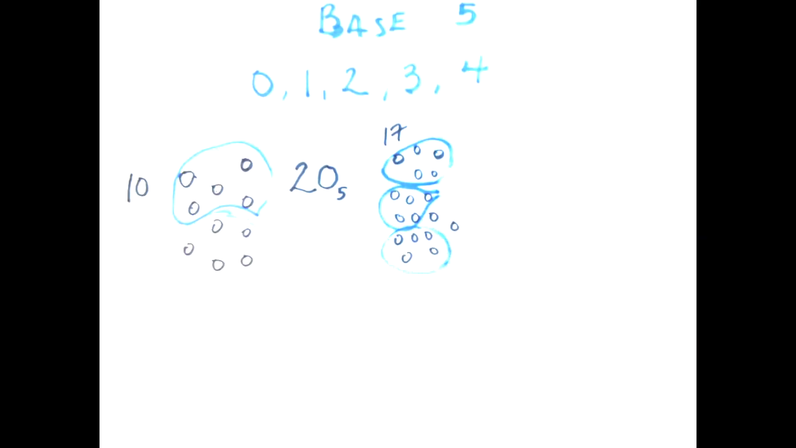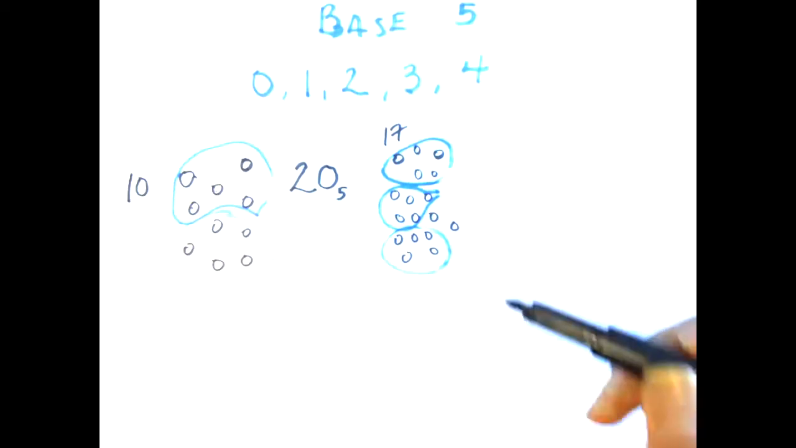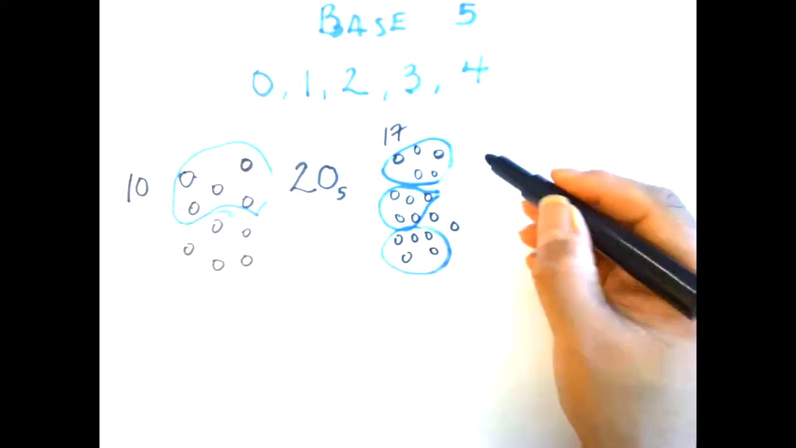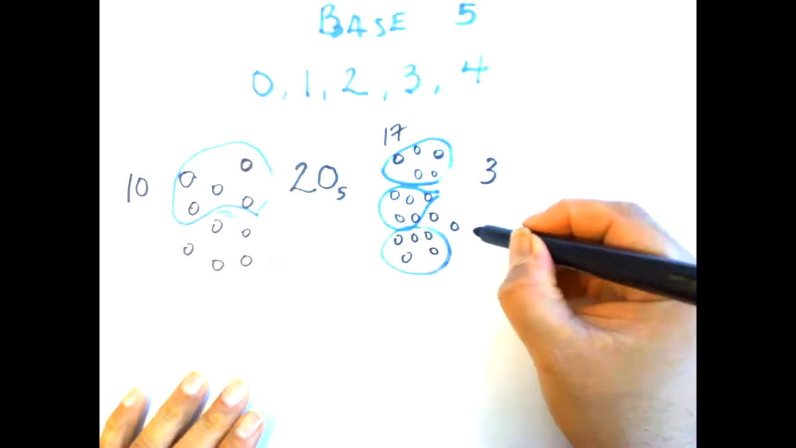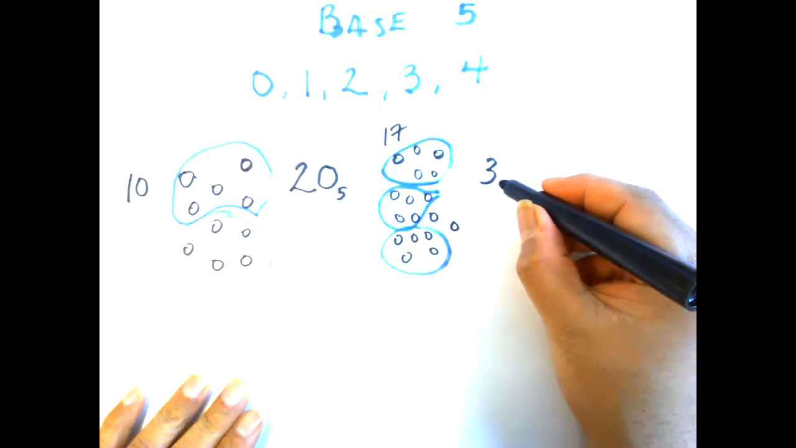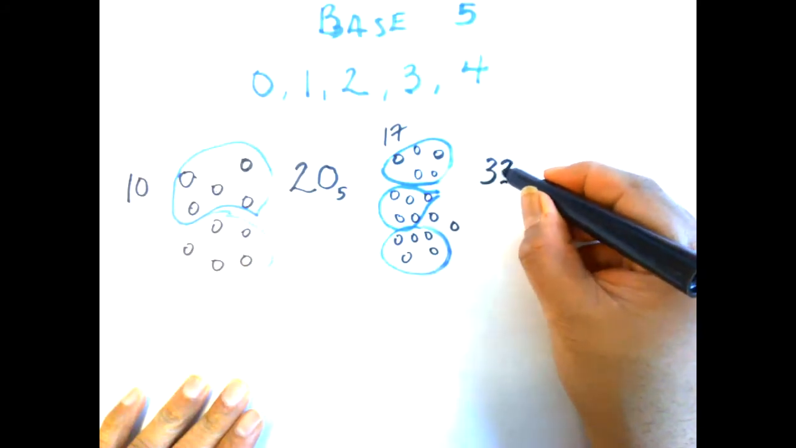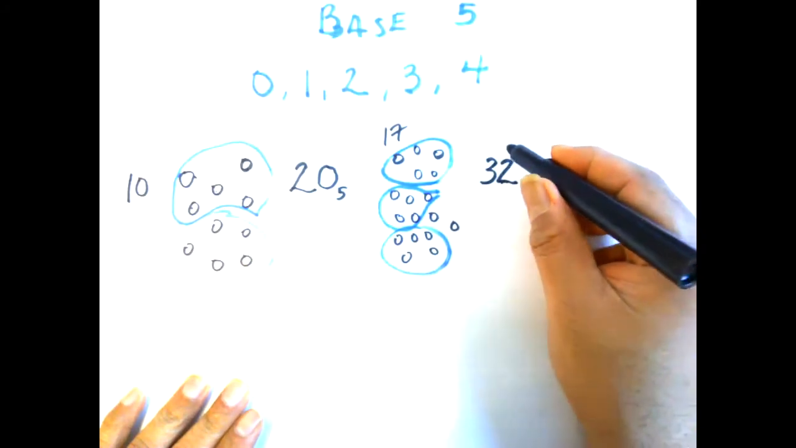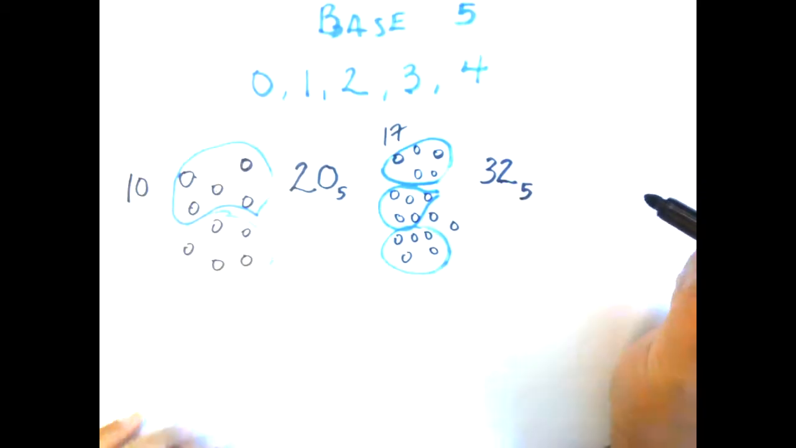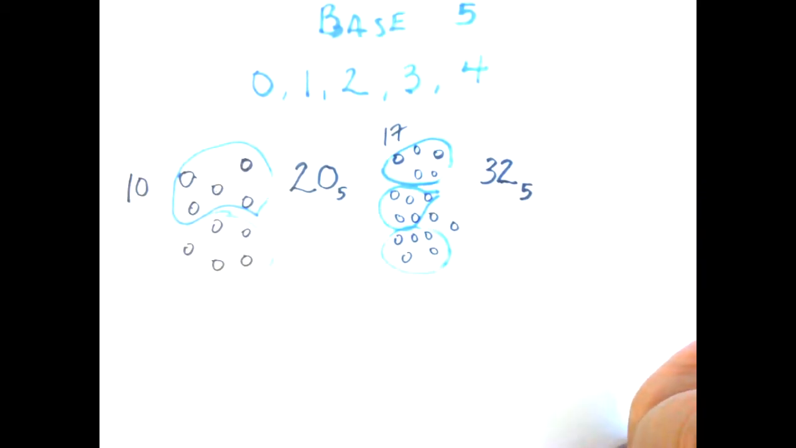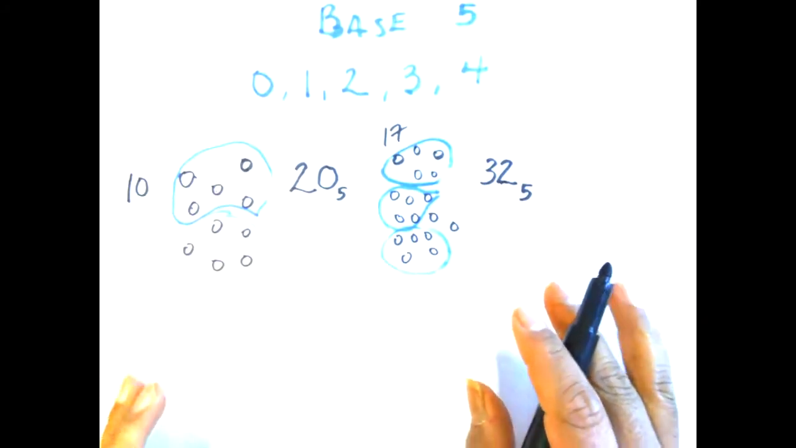So what we have is essentially 3 groups of 5. So we write 3. And how many outside? We have 2. Right, there you go. And so this is called 3, 2 in base 5 system.